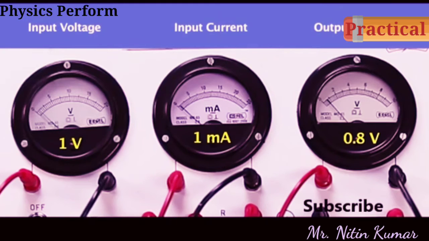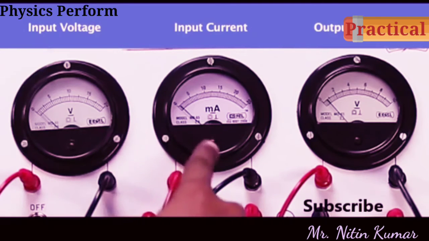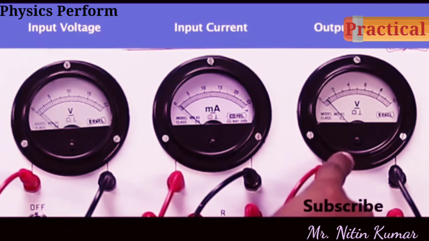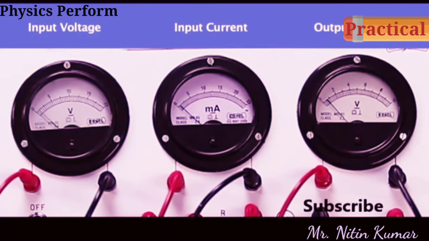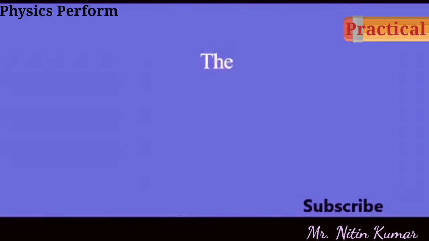We will keep increasing the input voltage in steps of 1 volt, and later in steps of 0.5 volts. Note down all the values of the input voltage, input current and output voltage in the observation table, and then you can finally plot a graph of the output voltage on the horizontal axis and the input current on the vertical axis. That will give you the characteristic curve of the Zener diode.